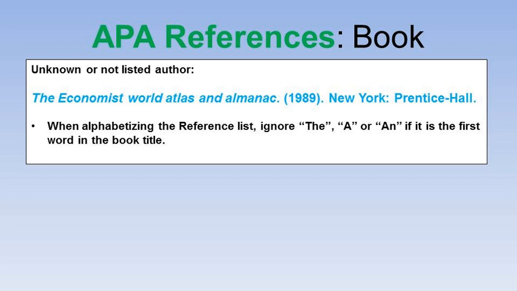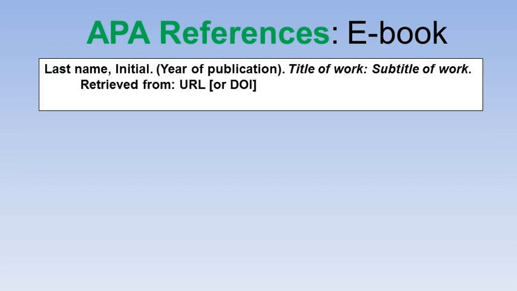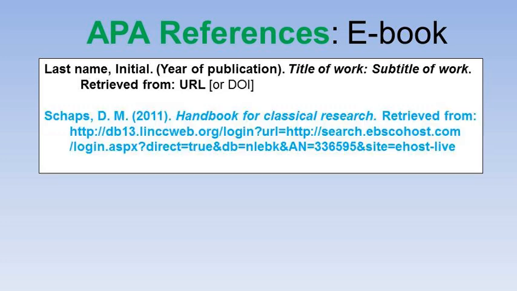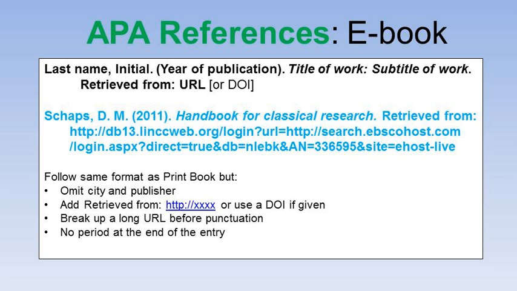Once again, note the sentence capitalization and that economist is also capitalized because it is the proper name of a publication. Let's move on to ebooks. Here's the format and our example. Note that you follow the same basic format as a print book, but omit the city and publisher information, and instead add retrieved from and the URL.